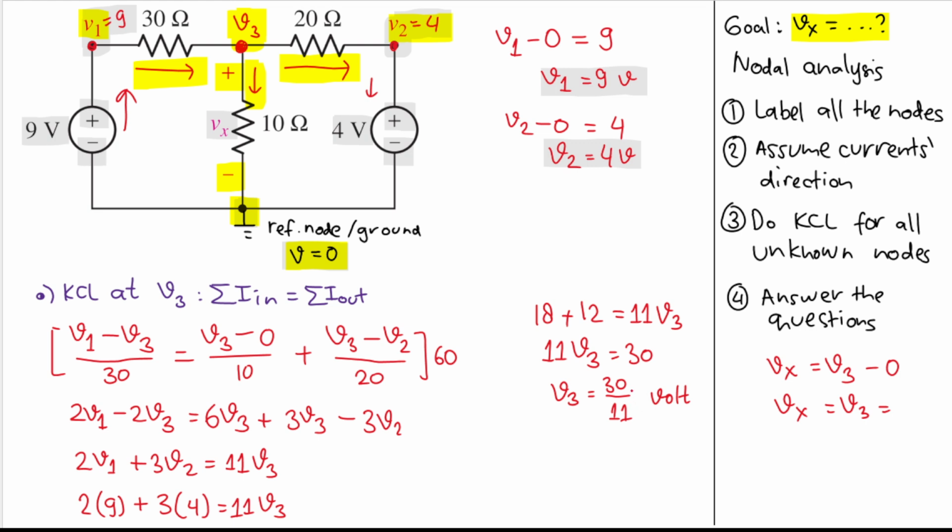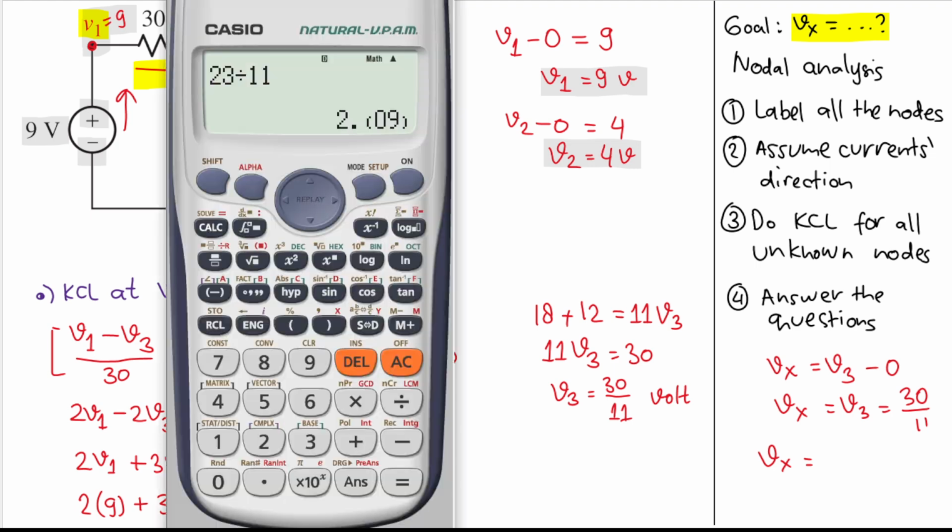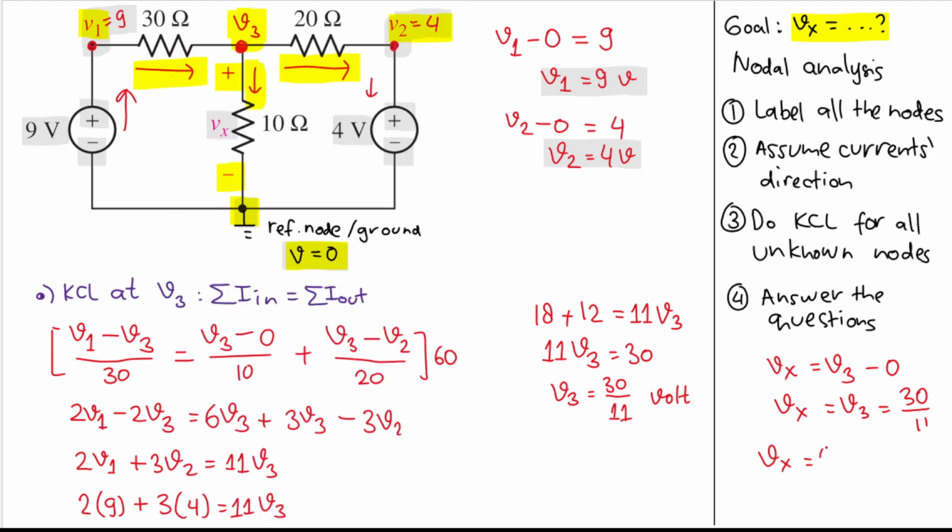But then that will be 30 over 11. And I think I will need to use the decimal representation. So let's do that. We will have 30 divided by 11. And let's press SD here. So I'll have 2.72. 2.73. Yeah, the unit will be in volt. And let's put this into a box so we know that this is the conclusion. So here Vx is 2.73 volt. Hopefully I did not make any mistakes in my calculation.